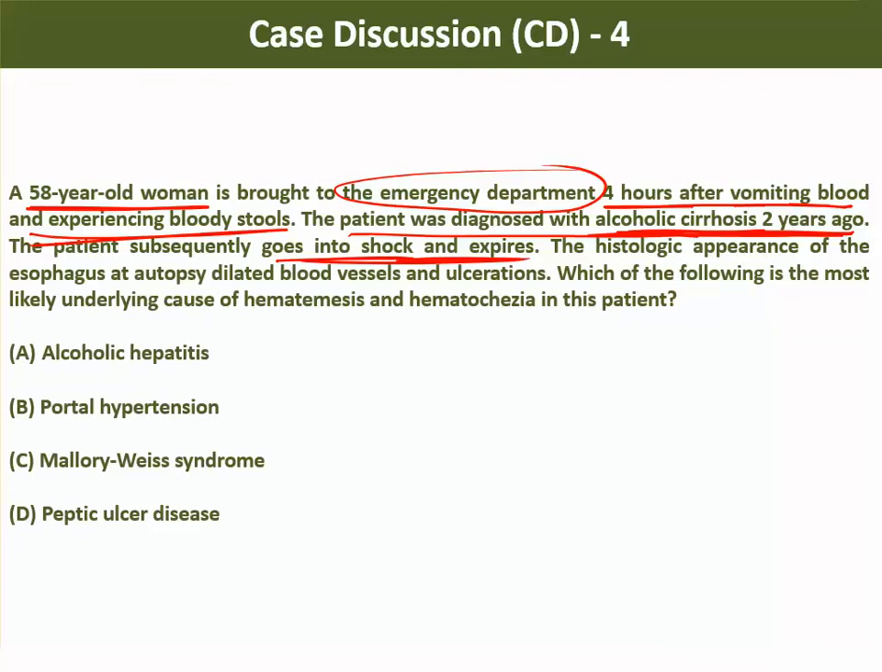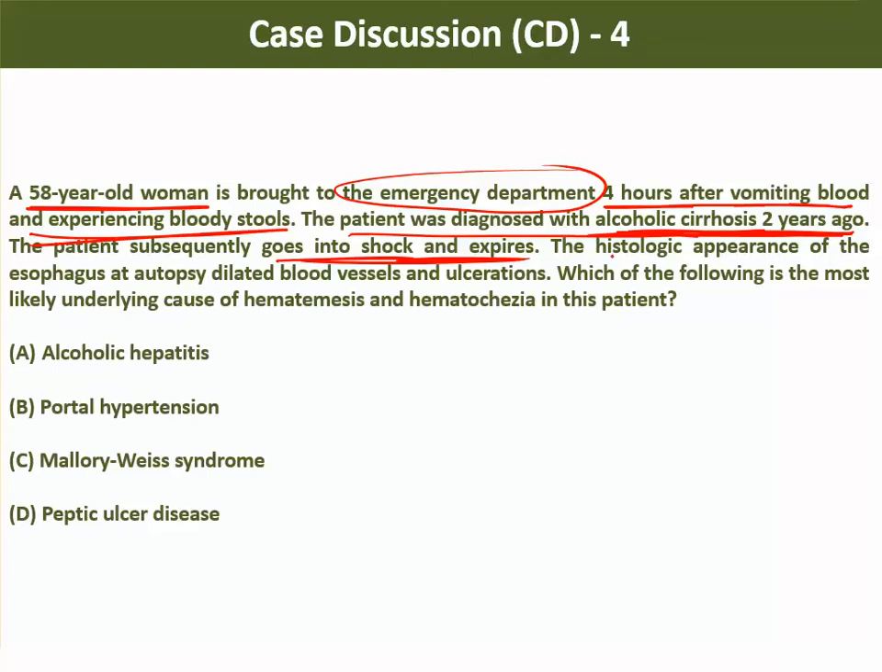Okay. What type of shock? It is a hypovolemic shock. Hypovolemic shock, because the patient went through vomiting and bloody stools, the blood volume will be reduced, and hypovolemic shock would have created multi-organ failure and the patient died.